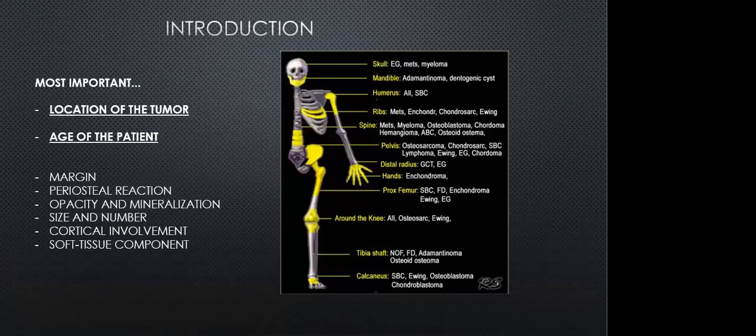So, what are the most important features that we need to know about bone tumors? The most important specific radiographic features are the location of the tumor and the age of the patient. Other important features are margin, periosteal reaction, opacity and mineralization, size and number, cortical involvement, and soft tissue component. At the right side, we can see some types of specific bone tumors.